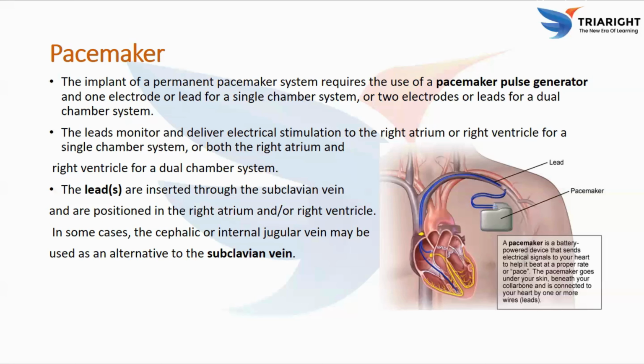Next, lead insertion and positioning. How is the venous access done? Most commonly through the subclavian vein. Alternative veins are the cephalic vein and internal jugular vein. So what is the path of the leads? Vein, superior vena cava, and then right atrium, and also into the right ventricle if there is a ventricular lead.